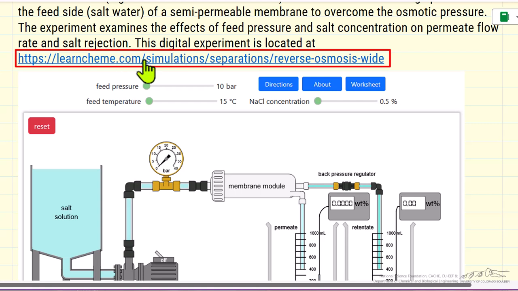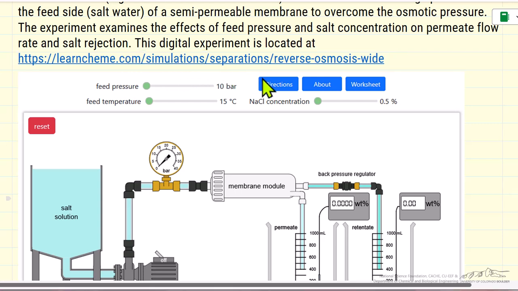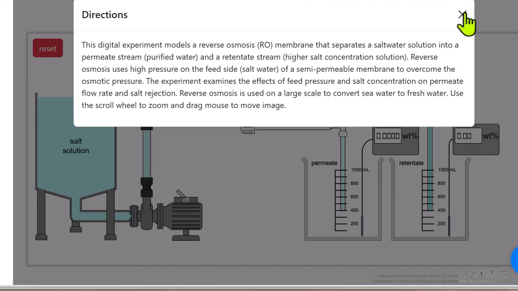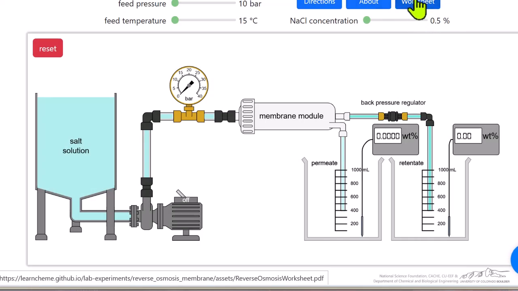It's located on the LearnChemE site. Here's the link. So we have some brief directions here, and then we have a worksheet you can download. And this worksheet is detailed and describes data to acquire and analysis to carry out for this system. And it's a PDF file that when you click here, it downloads.